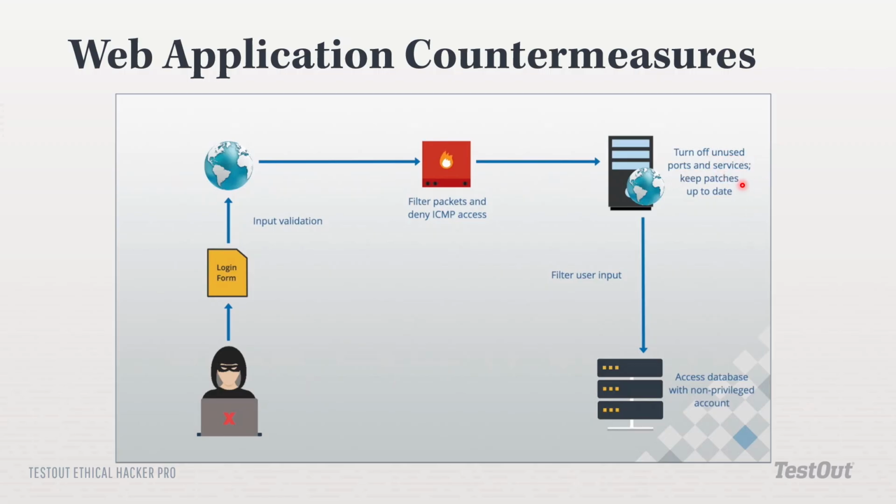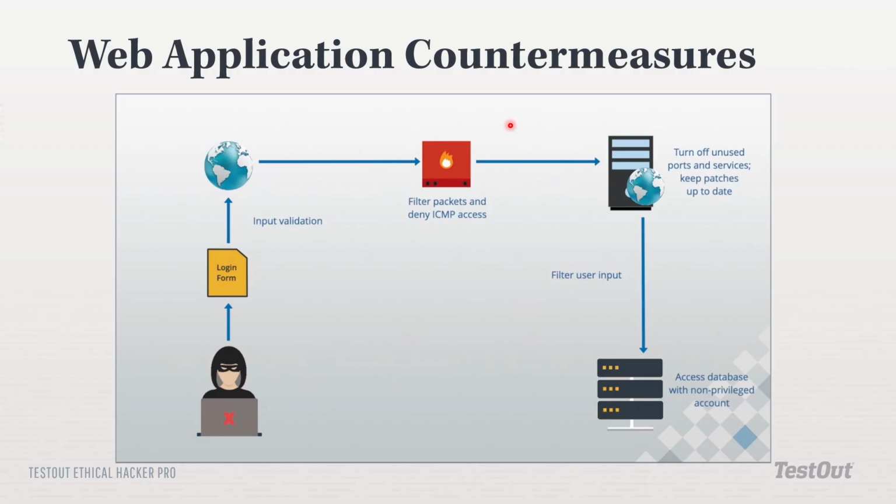And then we'll filter the user input. What did they put in? So we're going to filter that out. And then if we can manage to get through all of this, then we will get access to the database with a non-privileged account. So we'll take the form, do our input validation, try to get through, make sure that we can get through the firewall, get through any of the unused ports and services and any of the current vulnerabilities before we can get into that user input and access the database.